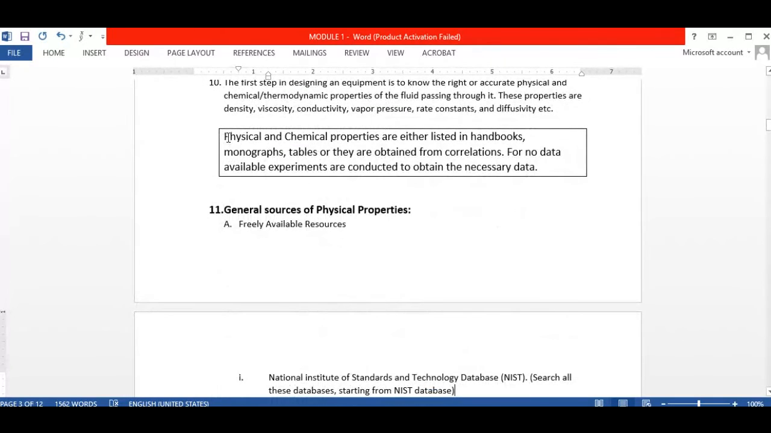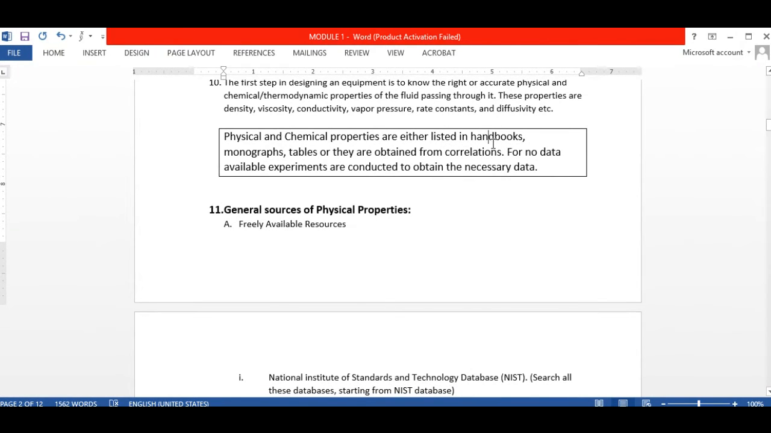So how do we get these physical and chemical properties? They are listed in the handbook. There is a well-known handbook, the Perry's Chemical Engineers' Handbook, or monograph data. These are the data tables and charts. Graph always means charts. So you can get data from tables or from correlations.